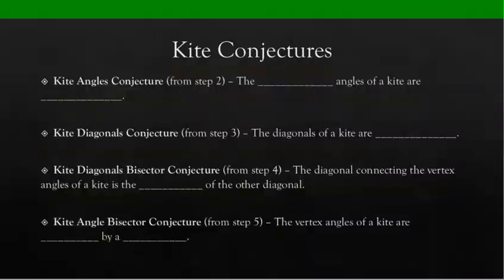In the last step, we found that the vertex angles of a kite are bisected by a diagonal. So those vertex angles are cut in half by that up and down diagonal.